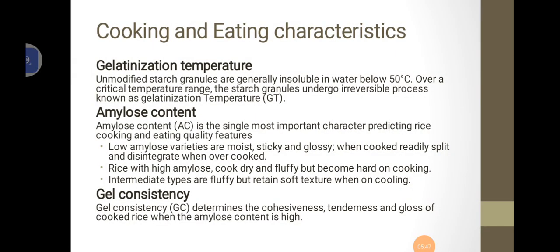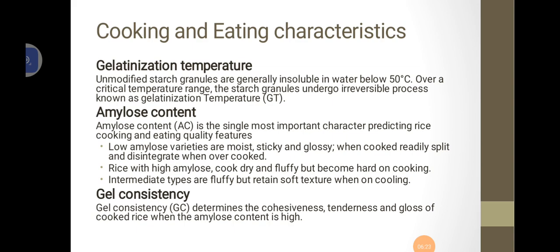Cooking and eating characteristics: gelatinization temperature, amylose content, gel consistency. First of all, we see the gelatinization temperature. Unmodified starch granules are generally insoluble in water below 50 degrees. Over a critical temperature range, the starch granules undergo an irreversible process known as gelatinization.